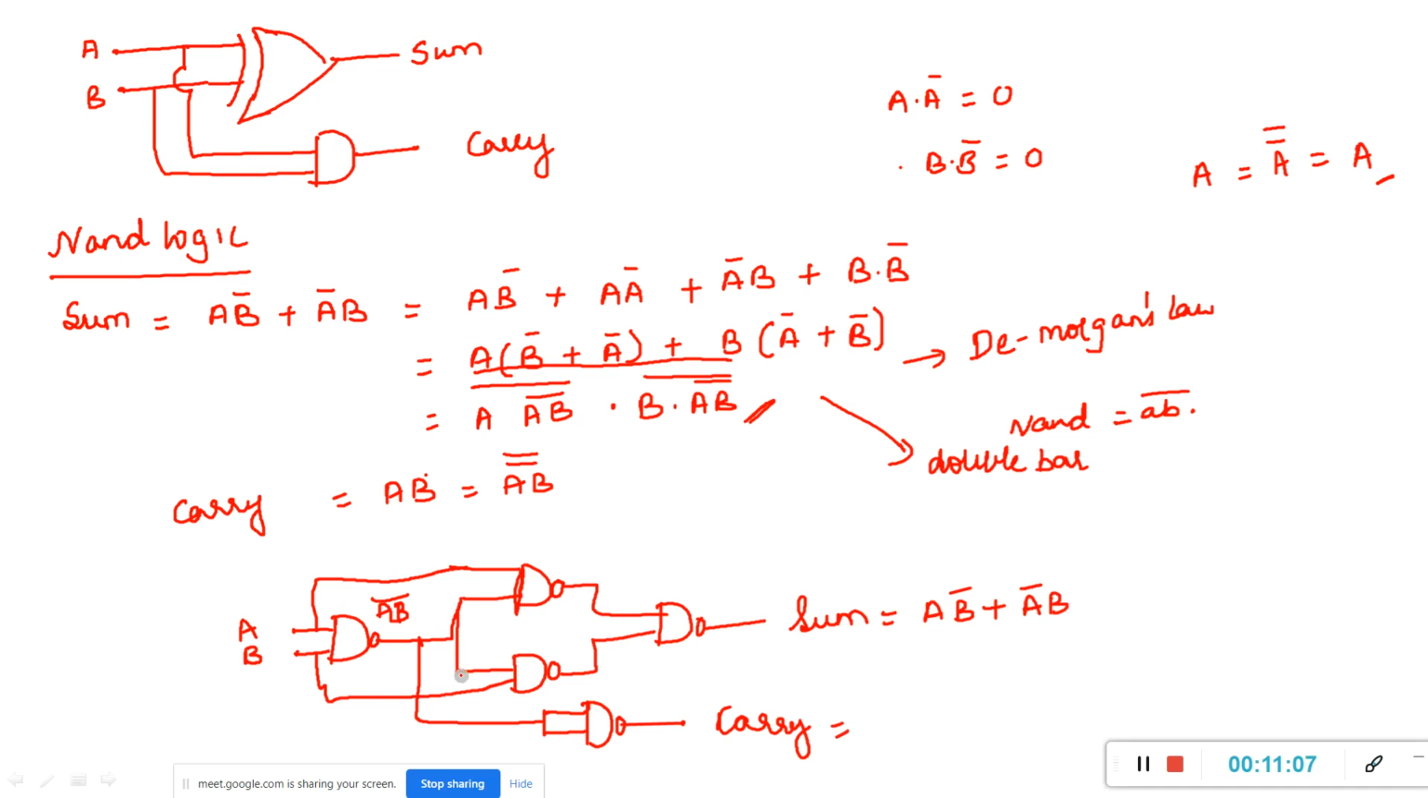And here, from this I have taken a wire out. This gives me AB bar, I want AB double bar. So if I put a shorted NAND gate, I will get here AB double bar. So AB double bar is nothing but carry is equal to AB. Carry is equal to AB. So this is the NAND logic for half adder. Half adder adds two binary digits which gives me two outputs, sum and carry.